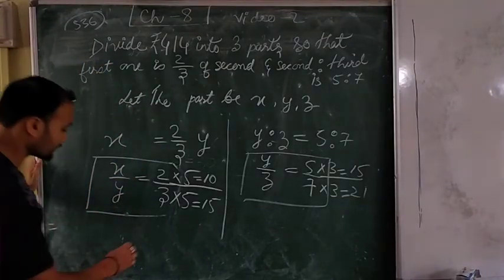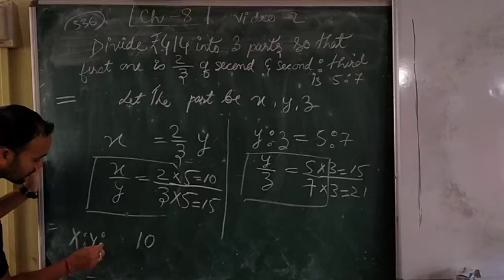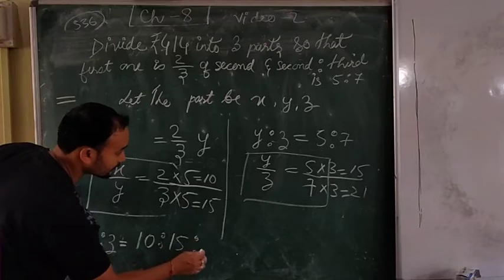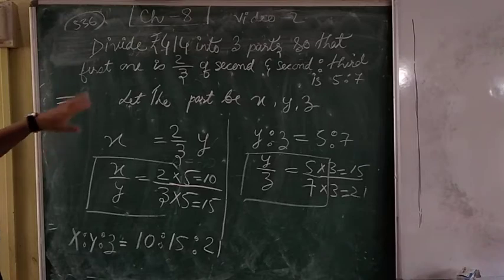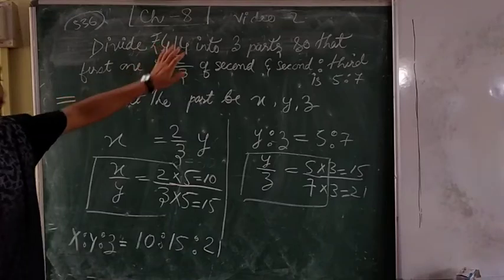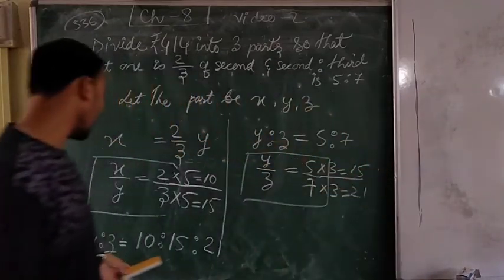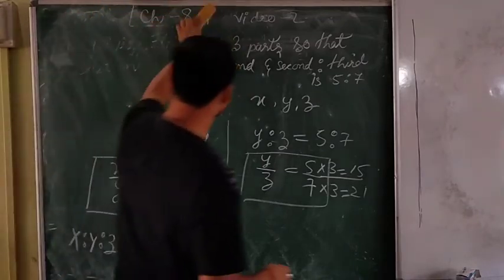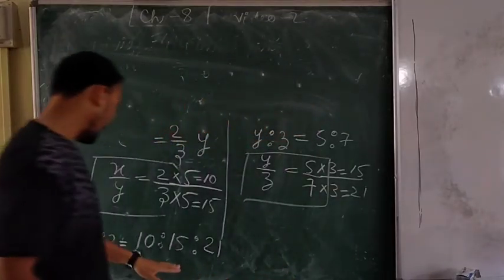Now our new ratio is X is to Y is to Z equals 10 is to 15 is to 21. This is what we have done in our earlier session. But we cannot stop here. Now we need to divide 414 among X, Y, Z. In order to do that, we need to calculate the total parts. How to calculate total parts? We have to simply add the numbers.